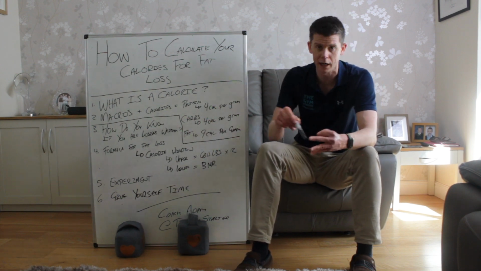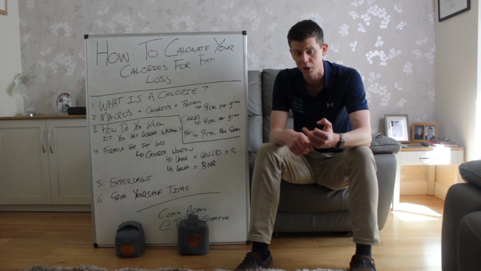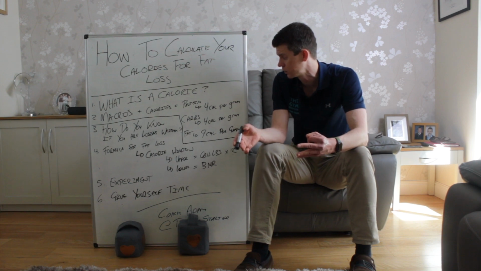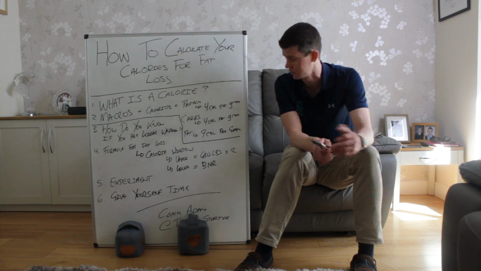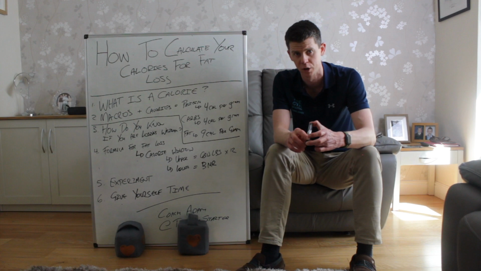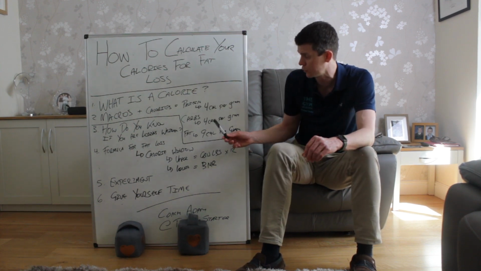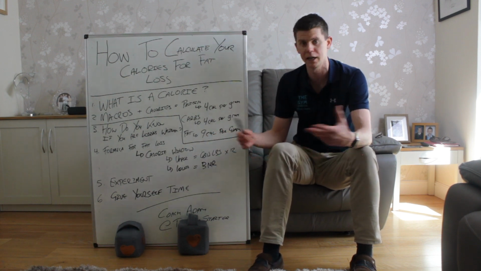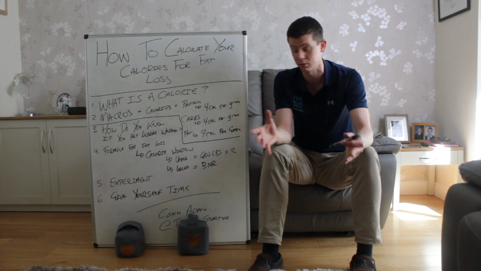Protein is 4 calories per gram. So every gram of protein you eat, there's 4 calories in it. If you was to have 20 grams of protein, you're going to have 80 calories of food. Carbohydrates, 4 calories per gram. So that's the same. If you was to have 20 grams of carbohydrates, of rice, lentils, whatever, you're going to consume 80 calories.